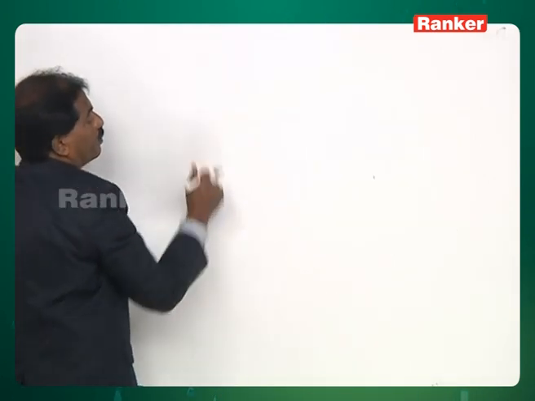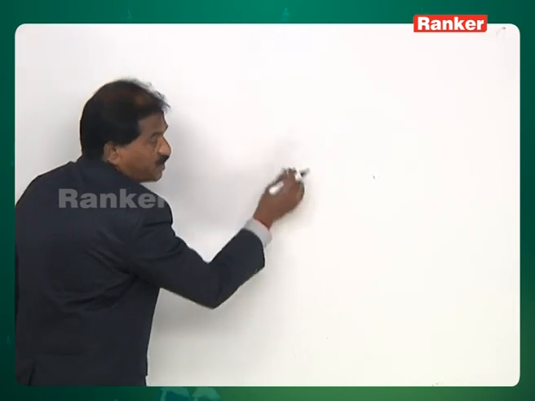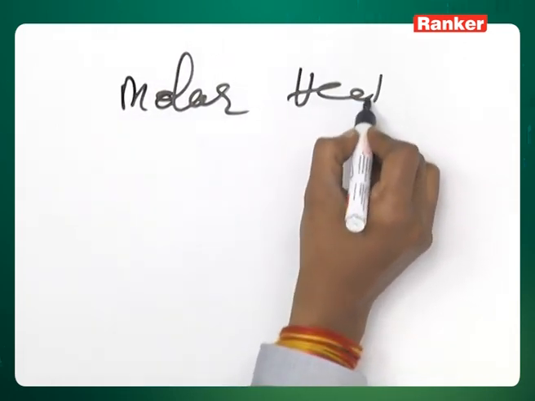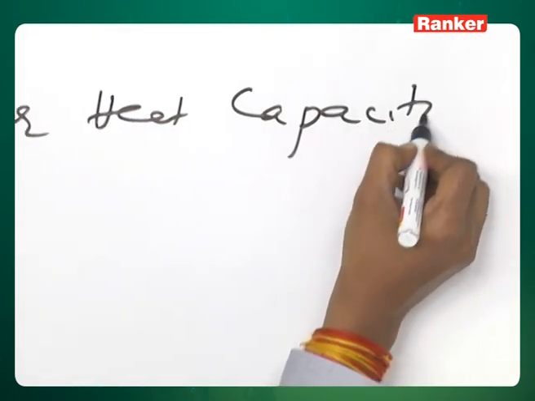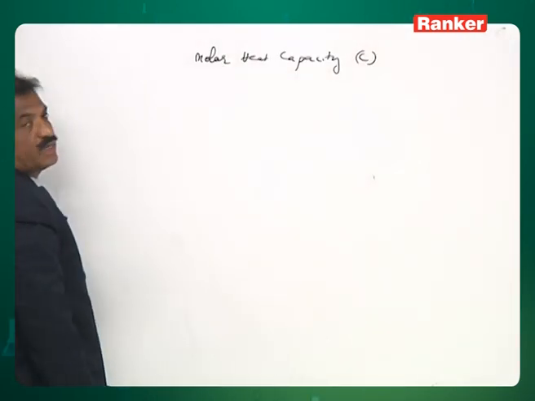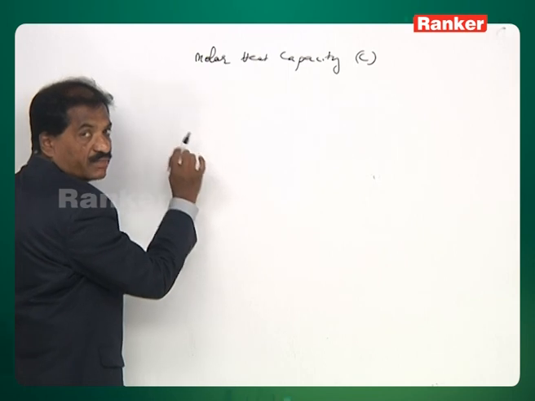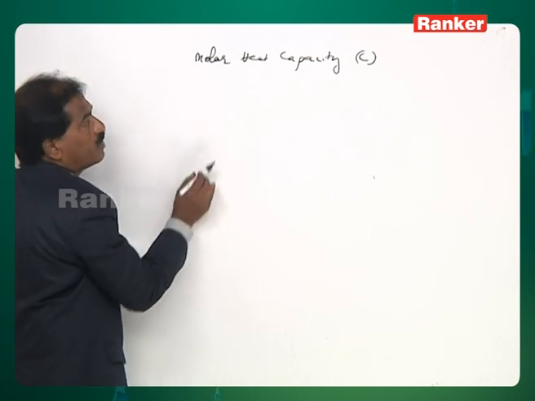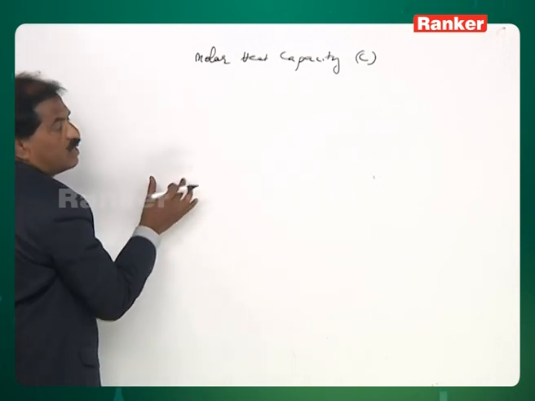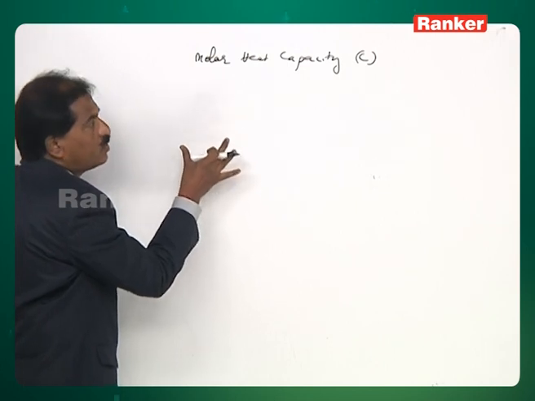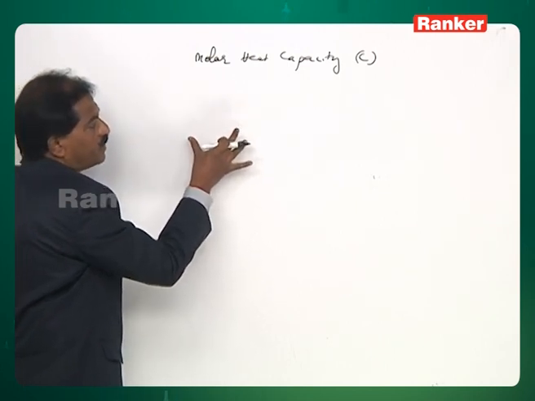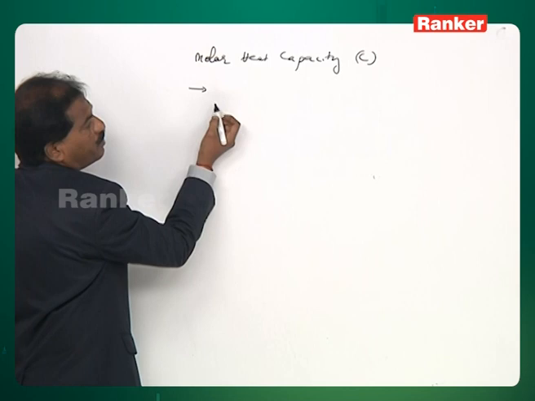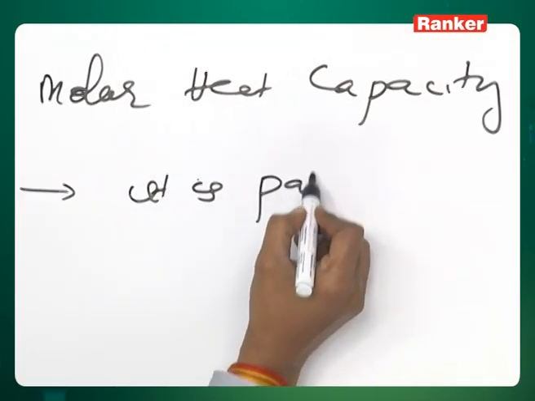Next, the other aspects of the molar heat capacity. See, molar heat capacity means the quantity of heat required to raise the temperature of 1 mole of a substance by 1 degree Kelvin. Next, the amount of heat required to raise the temperature by 1 unit depends on the method of conducting the process or depends on the conditions of the system. Therefore, molar heat capacity is a path variable.